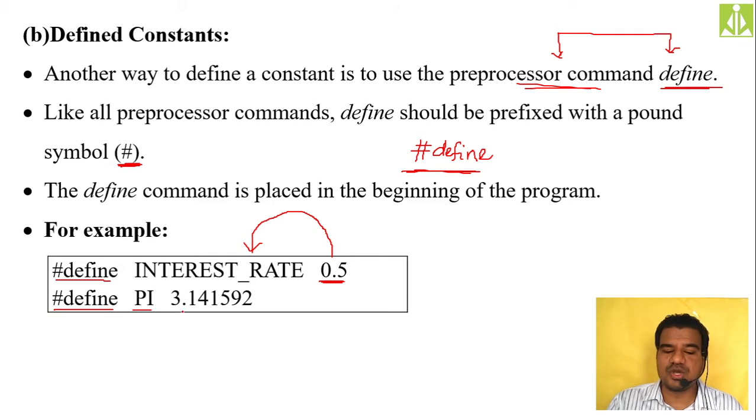Pi is equal to, I am assigning this value. Okay, I am making this value as pi. So wherever you use this pi in your program, you will get this entire value. And you can't change this pi value to something else other than this. Once you are defining, it is not possible to change it in your program. Okay, hopefully you understood. So this is how we can create, or we can code the defined constants.